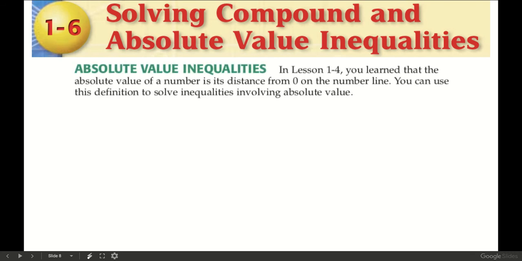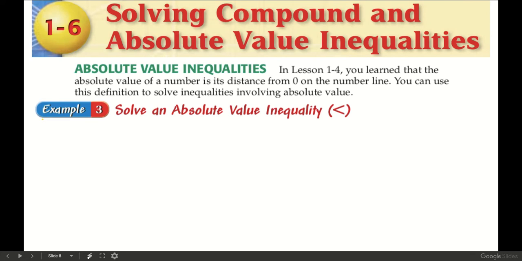So absolute value inequalities that we learned about in lesson 4 talked about how the absolute value is now the distance that a value is from 0. So if we're looking at absolute value inequalities, we're going to be looking at the same thing as the distance from 0. So make sure to keep that in mind when we're working with absolute value inequalities.